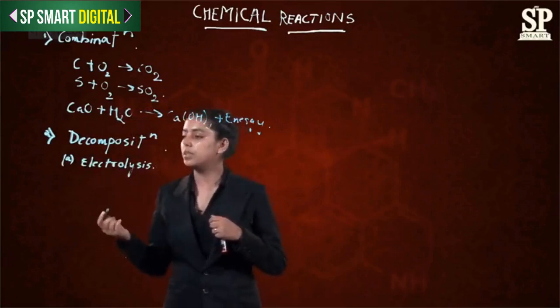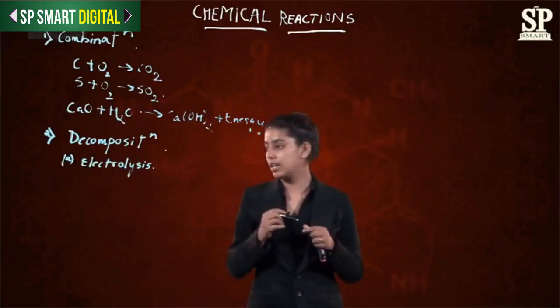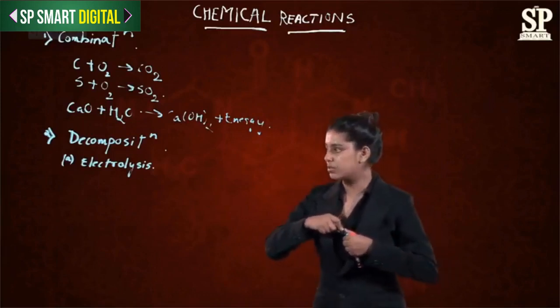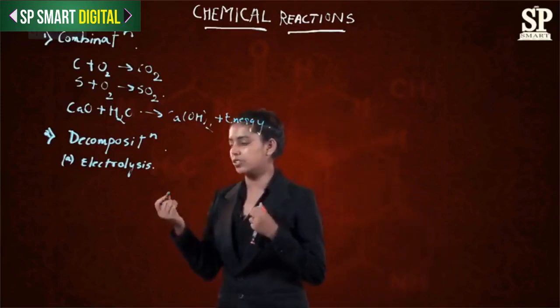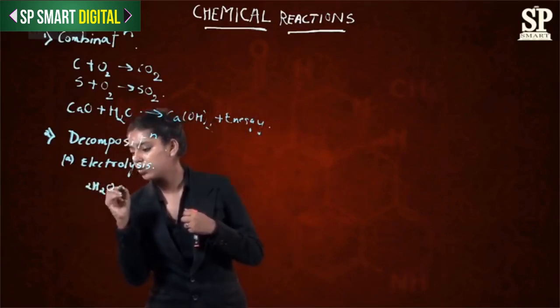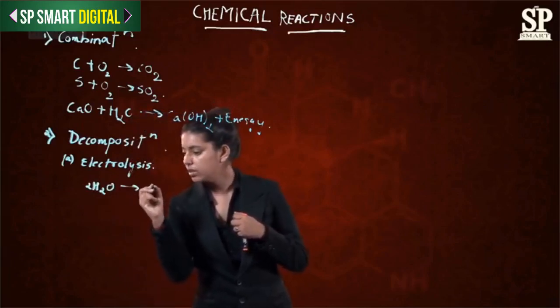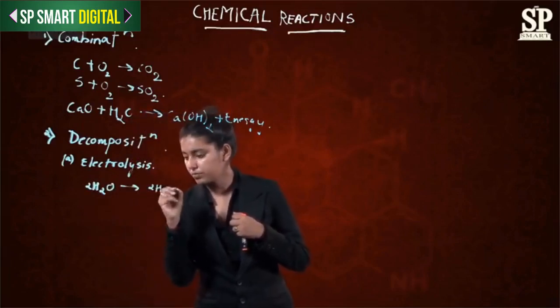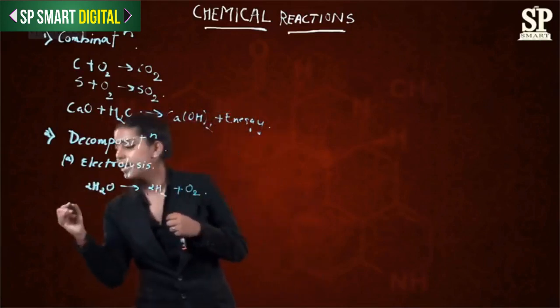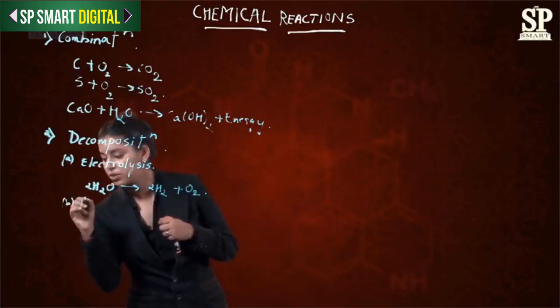It is simply the chemical reaction in which electricity is used for the decomposition reaction. The example here we can take is when electricity is made to pass through water, it splits into hydrogen and oxygen molecules. The next one is thermal decomposition.